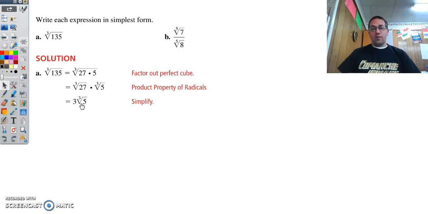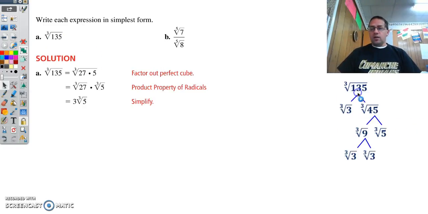Now, if you're like me, you don't see 135 and think, oh, hey, that's a multiple of 27. Don't do that. So what I do is I do this lovely little prime factorization tree. 135, I look at that and I see 3 times 45. And so I split that out. Well, 45 is 9 times 5, and then 9 is 3 times 3.